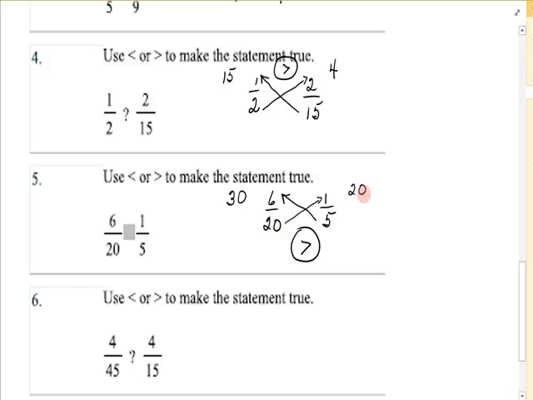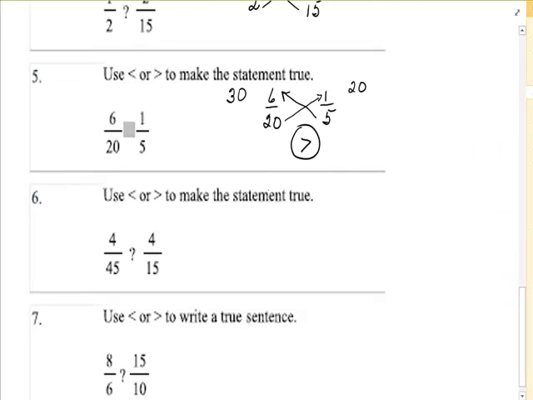It's very important that you put these products on the side that I'm showing you. Bottom, top, write it over here. Bottom, top, write it over here. Next one, 4/45 compared to 4/15. Doesn't matter which one you do first, but it does matter where you write it. So I have 15 times 4. It's going to give me 60. I have to write it over here.